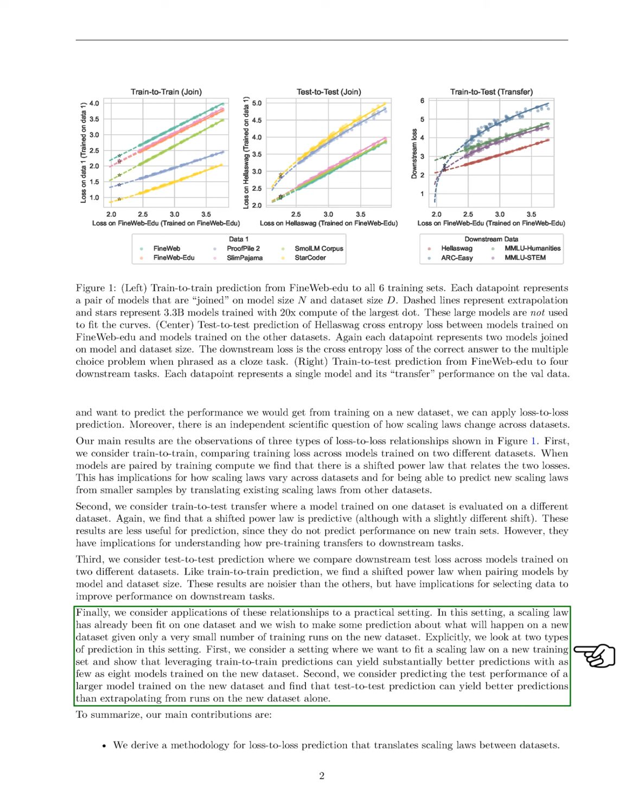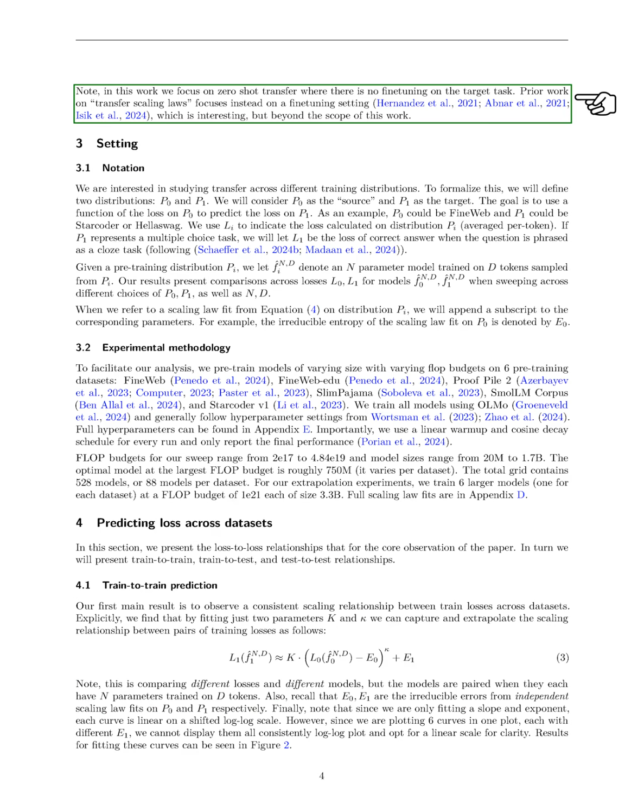In summary, our main contributions include developing a methodology for loss-to-loss prediction that connects scaling laws across datasets, demonstrating various prediction types across multiple pre-training datasets and downstream tasks, and discussing the implications for understanding scaling laws and transfer learning. We highlight that using data from multiple pre-training datasets can enhance predictions for new datasets compared to fitting independent scaling laws.